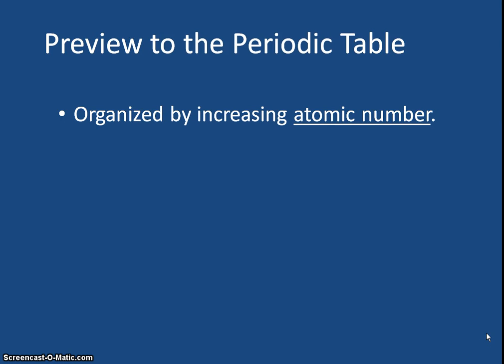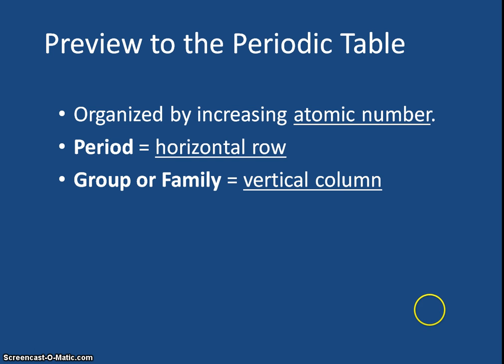So we're going to do a whole chapter on the periodic table later, but for now there's just a few things that you need to know. One is that it's organized by increasing atomic number, and just to review, we said atomic number was the number of protons, which identifies the element. If I ever say the word period, I'm talking about a horizontal row, so that would be left to right. And if I ever refer to a group or a family, I'm talking about a vertical up and down column.